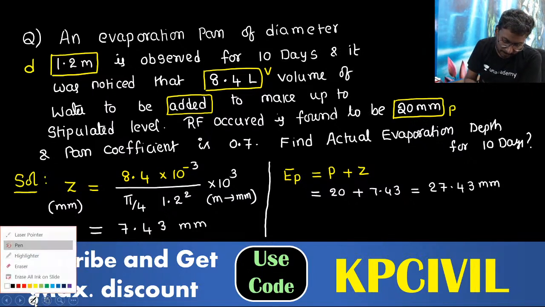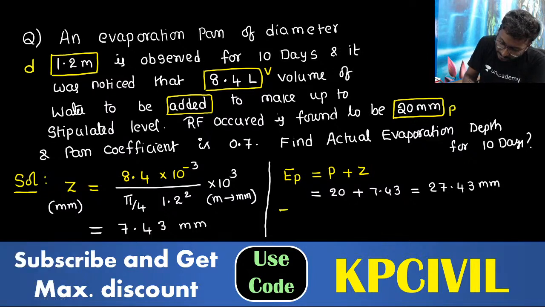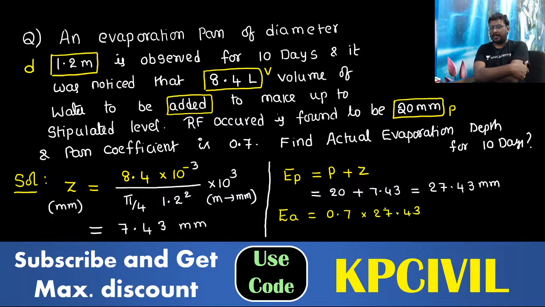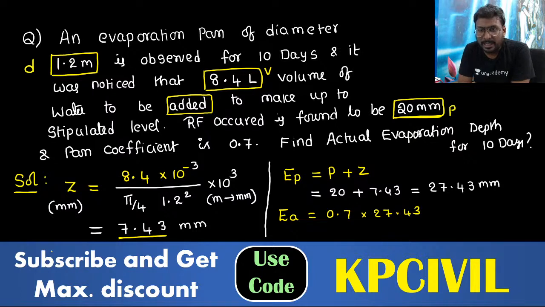Now what is the actual evaporation EA? Actual evaporation EA is 0.7 into 27.43. That is the actual evaporation EA. You understand? Pan evaporation is 27.43 because we are considering case 3. P is 20 mm, Z is 7.43. Case 3 we have taken.